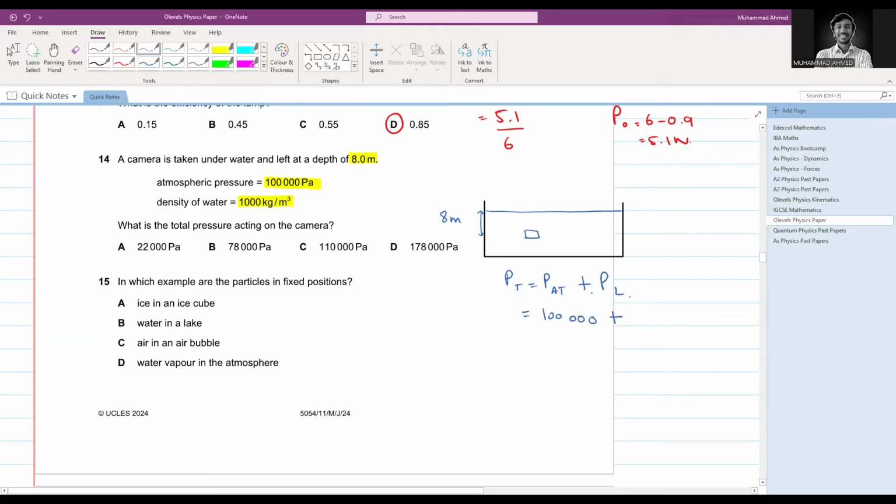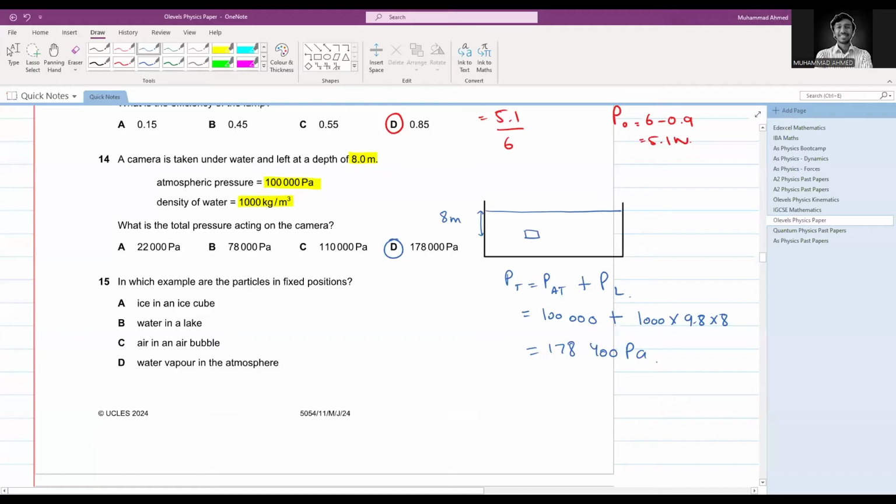100,000 plus. What is the pressure due to the liquid? Density, that is 1000, into the gravitational field strength, that is 9.8, into the height, that is 8. Let's calculate it. 1000 into 9.8 into 8 plus 100,000. This comes out to be 178,400. D is your answer. Simple as that. The answer is 178,400 pascals.